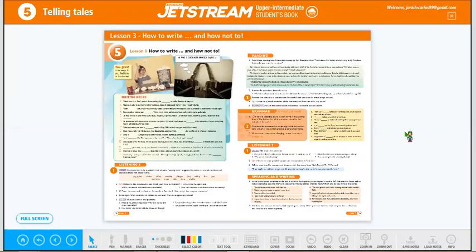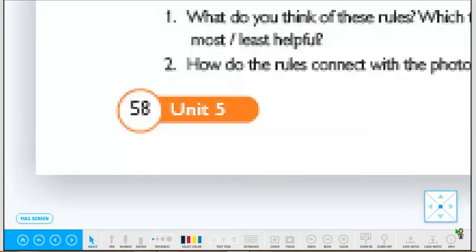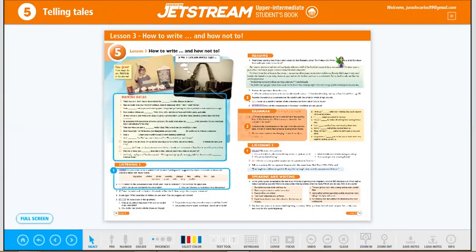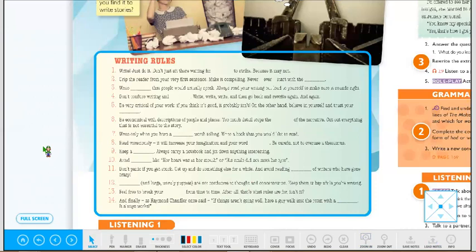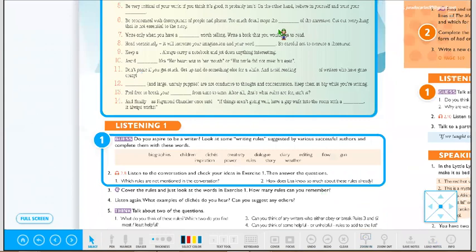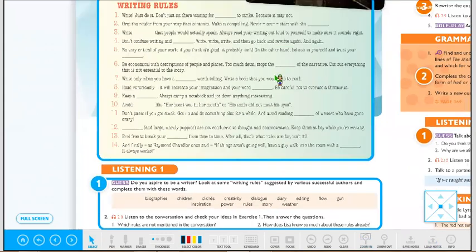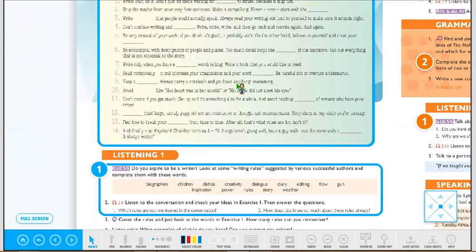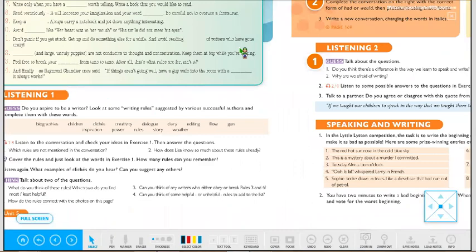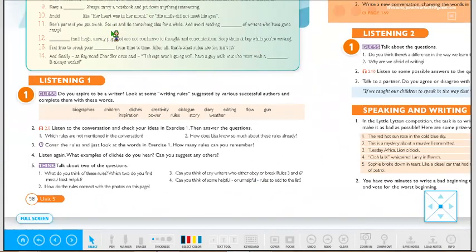Lesson 3 is how to write and how not to. So we start lesson 3 from page 58. What we have to do first is reading as usual. There are some rules over here, and then there is a listening that includes the words that are missing in these blanks. You already know how to find the listenings and work on them, please. Then it has some exercises like listen again and all that stuff.